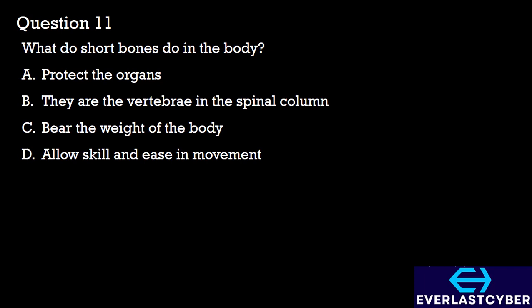The short bones in the body definitely do not protect the organs. This is more the function of the flat bones like the skull, ribs, and sternum. These protect internal organs like the brain, heart, and lungs. The vertebrae in the spinal column are irregular bones. They are not short bones. And these irregular bones provide structural support for the body and protect the spinal cord. The bones that bear the weight of the body are the long bones like the femur, tibia, and humerus, and they support the body weight and provide leverage for movement.